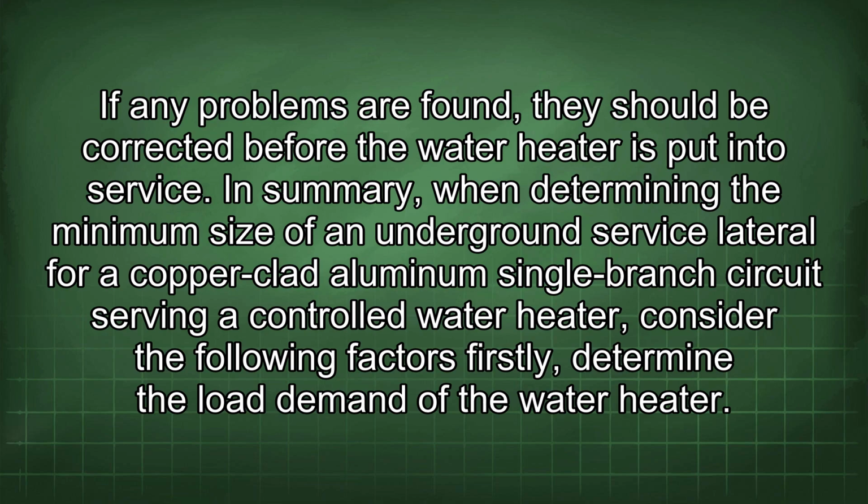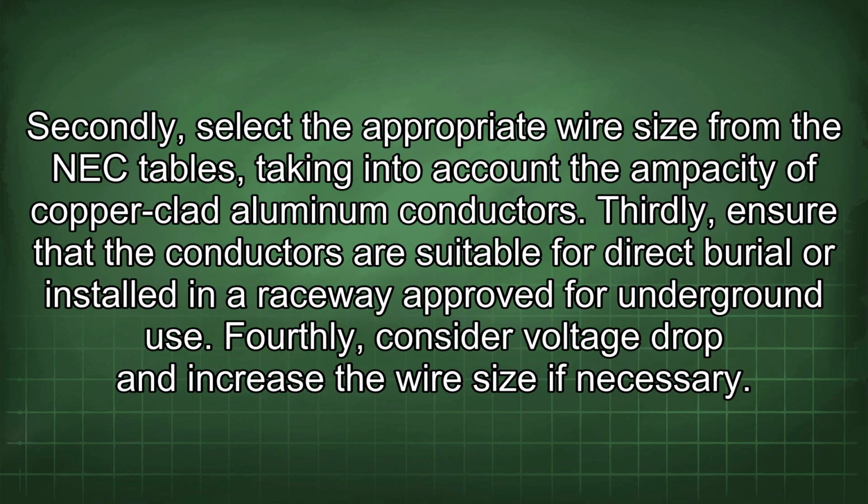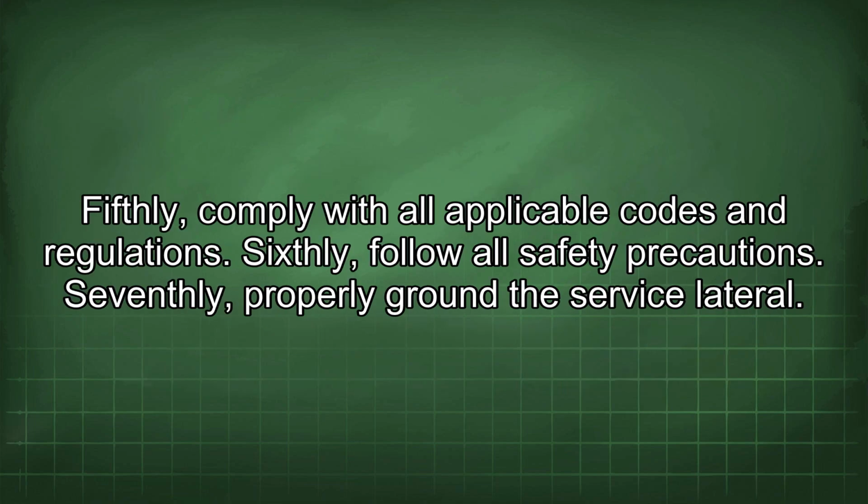In summary, when determining the minimum size of an underground service lateral for a copper-clad aluminum single-branch circuit serving a controlled water heater, consider the following factors. Firstly, determine the load demand of the water heater. Secondly, select the appropriate wire size from the NEC tables, taking into account the ampacity of copper-clad aluminum conductors. Thirdly, ensure that the conductors are suitable for direct burial or installed in a raceway approved for underground use. Fourthly, consider voltage drop and increase the wire size if necessary. Fifthly, comply with all applicable codes and regulations.